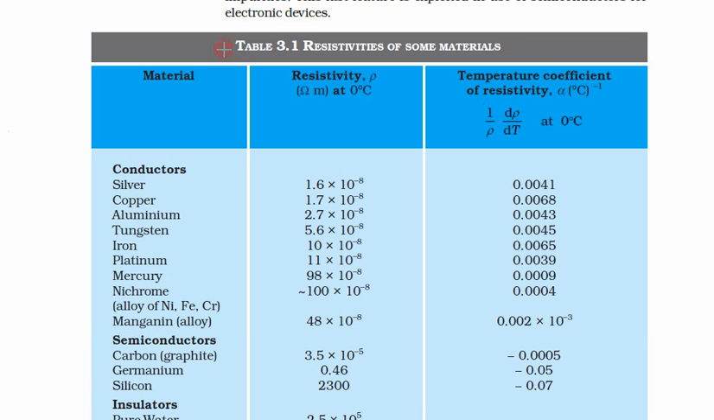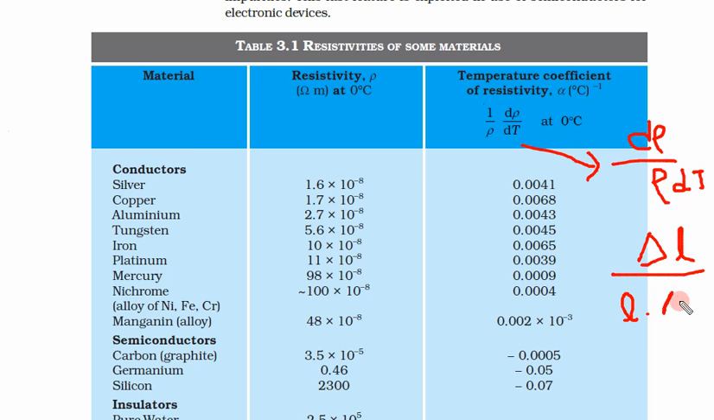So let us see the formula first. This is d rho upon rho dt. So this is the formula. Compare it with the formula of the linear expansion coefficient. How did we calculate it? Change in length upon total length into temperature change. Similarly, here we have change in resistivity per unit resistivity, like L, and per unit temperature.